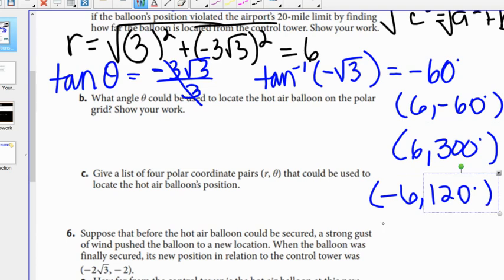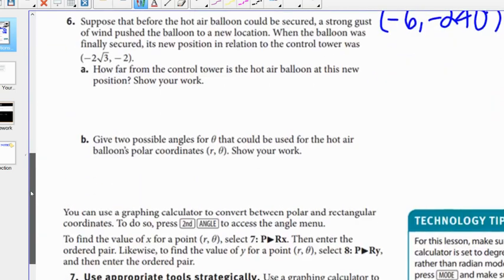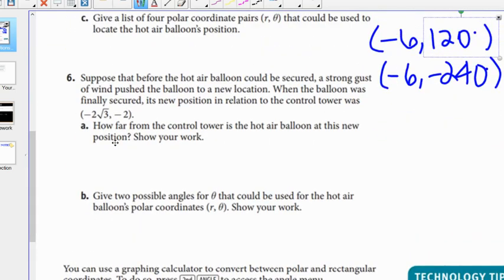We could also do negative 6. We could subtract from the 60, the 180. We'd be at negative 240. So officially, all of these answers are talking about that same rectangular location that only had one option, okay? So same idea for practicing one more of those.